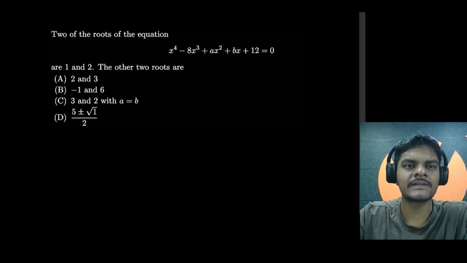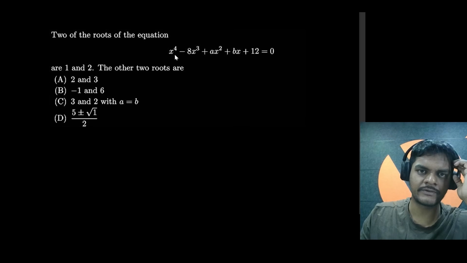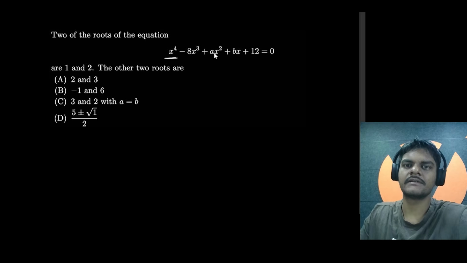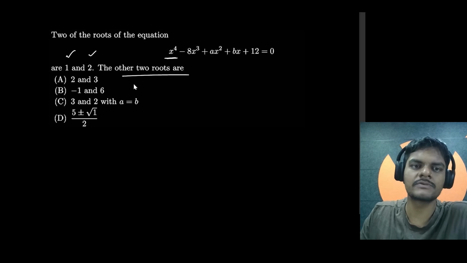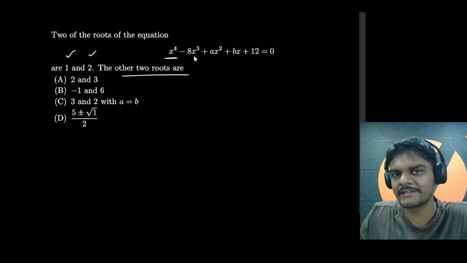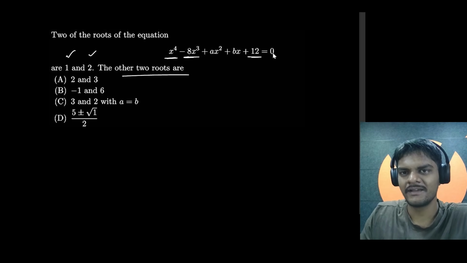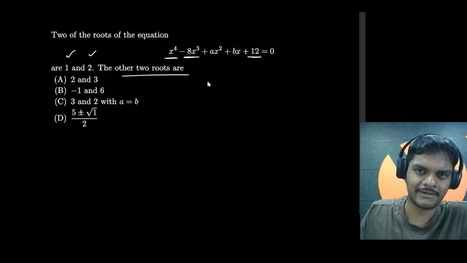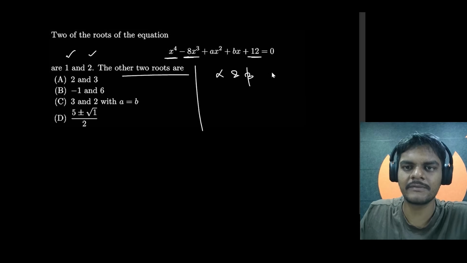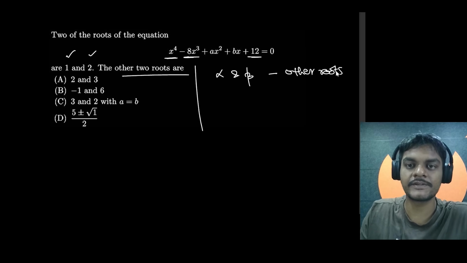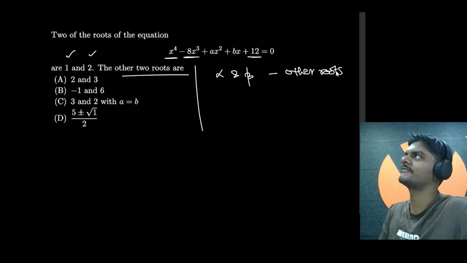Two roots of this equation are 1 and 2. This is a degree 4 equation. It has four roots, and two of them are 1 and 2. The other roots are what? We have to find it based on the given coefficients. This is basically root coefficient thing. So let's say alpha and beta are the other roots. Find alpha and beta.